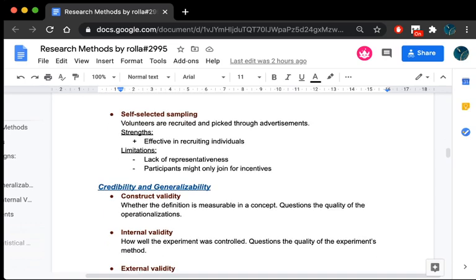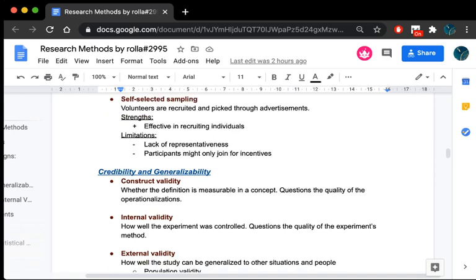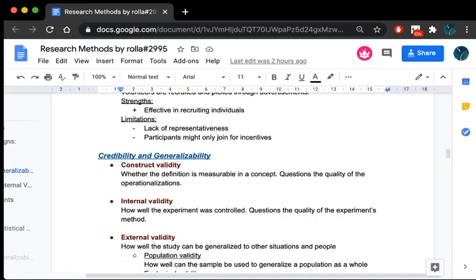And it's usually only volunteers. It doesn't represent the entire population. What if there's a part of the population who's too anxious to bother getting recruited or isn't interested at all in the first place? So yeah, they might not represent that part of the population.